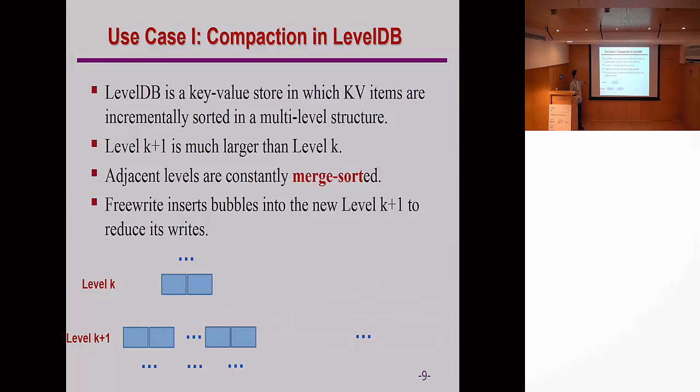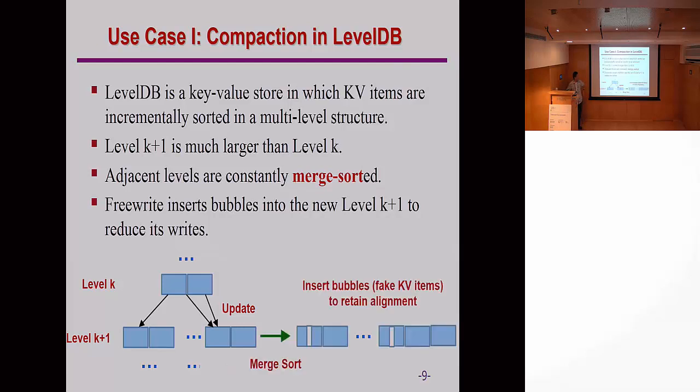The lower level, level k plus 1, is usually much larger than level k, could be 10 times larger. And adjacent levels are constantly merge sorted. Because level k plus 1 is much larger, and we consider updates, during this merge sort, we insert bubbles or fake key value items into the file to avoid the rewrite of unupdated blocks.